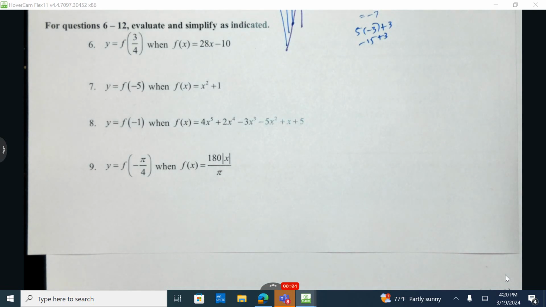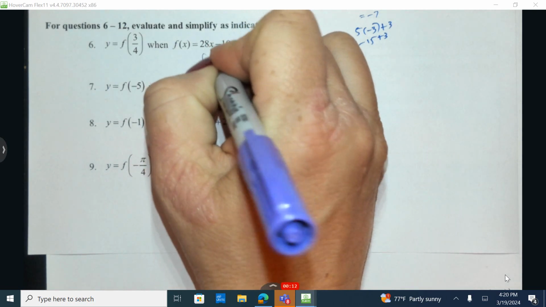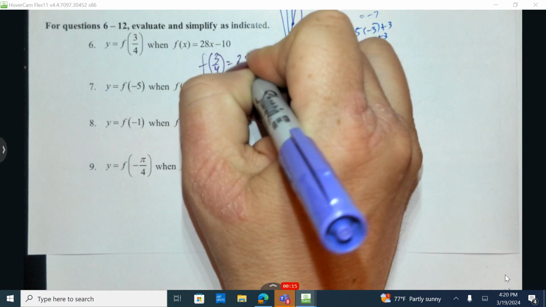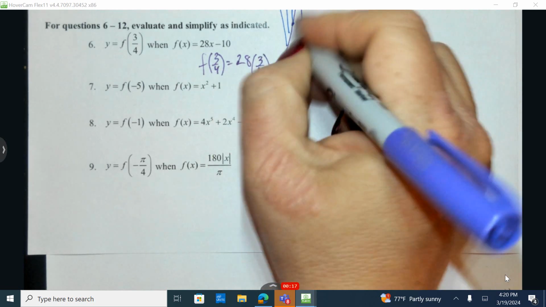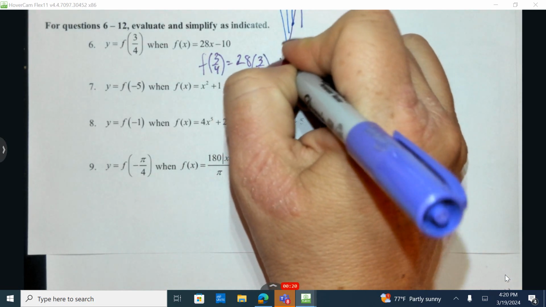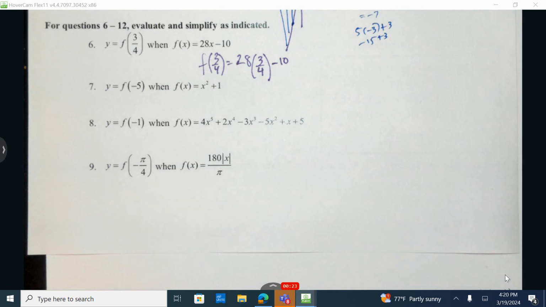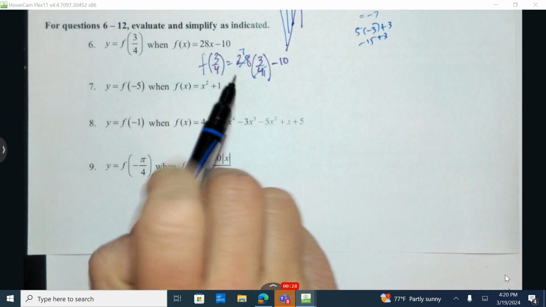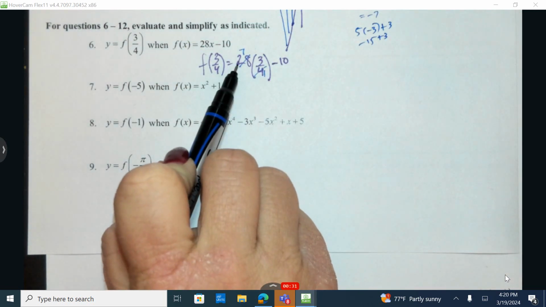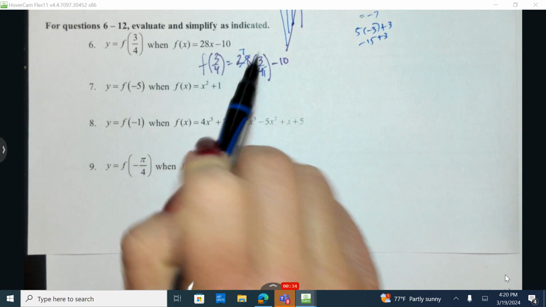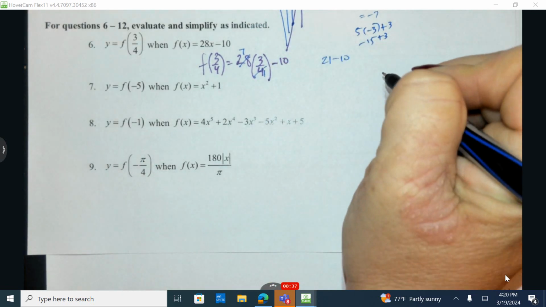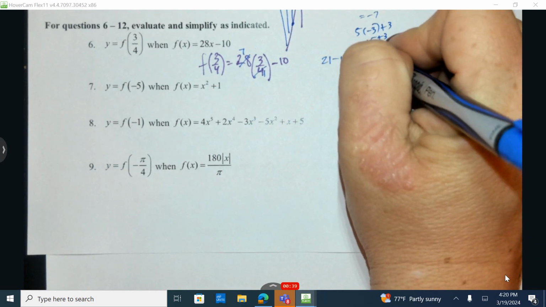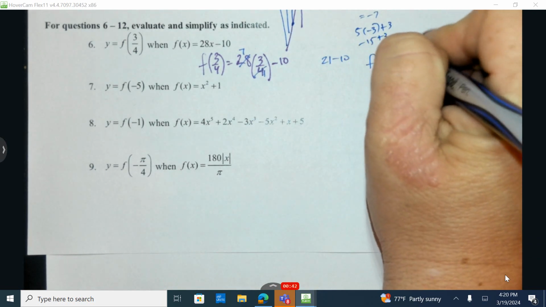Questions 6 through 12, we're going to evaluate and simplify as indicated. So let's take a look here at number 6. For number 6, I'm going to do f of 3/4, which means I'm taking 3/4, and I'm going to substitute it in for x. Now, without using a calculator, is there a quicker way to go about doing this? Yeah, I'm going to simplify the 4 and the 28. I know that 4 goes into itself once, and 4 divides into 28 7 times. 7 times 3 is 21, and 21 minus 10 is 11. So I do want to write this as f of 3/4 equals 11.